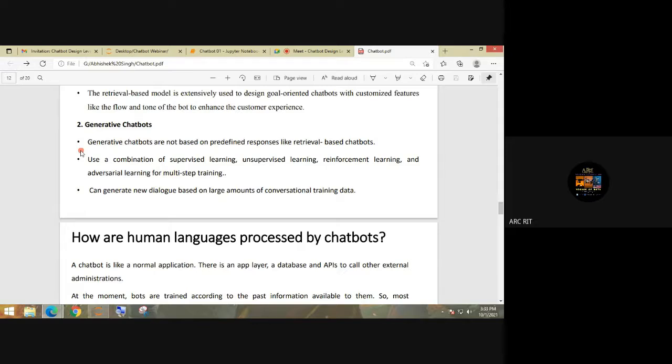So they are not limited to the responses, to the inputs that humans have fed to them. By learning with time, they can generate new dialogues. They can generate their own responses. And this is what is happening with Alexa, Cortana and Google Assistant. That's why they have crossed the level of chatbots, and they fall into the category of virtual assistants. They are just like our personal assistant, personal secretary, but not in physical form.